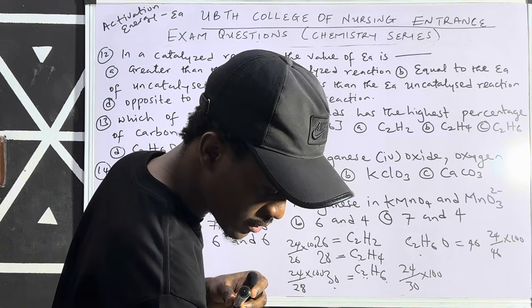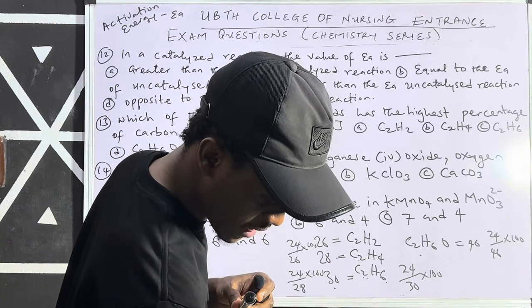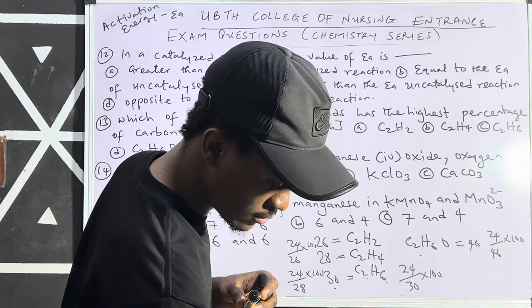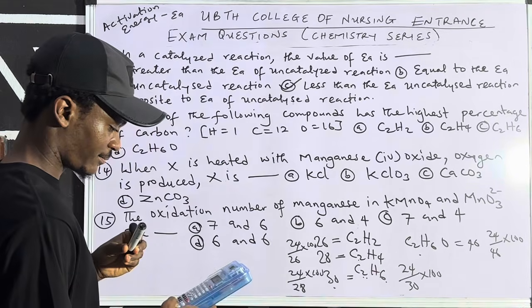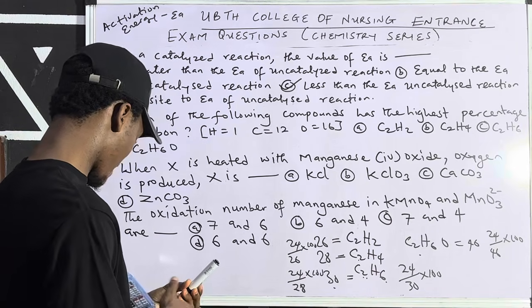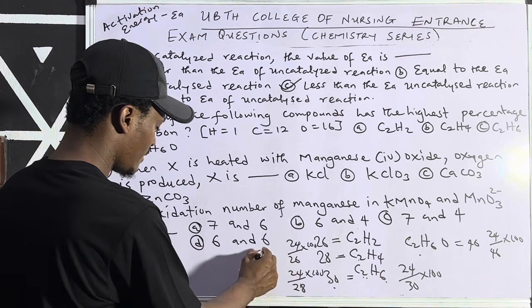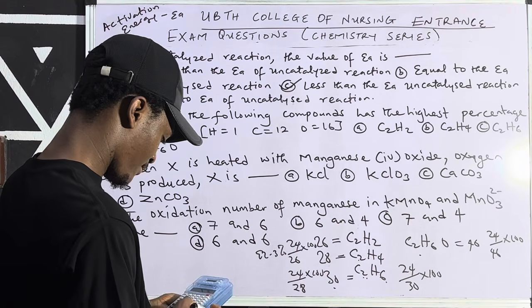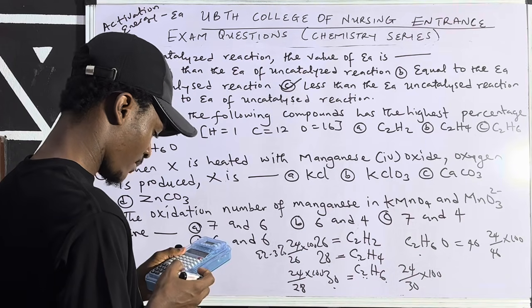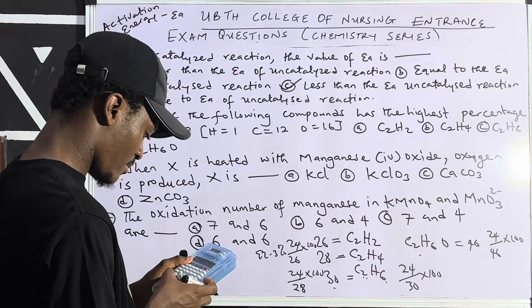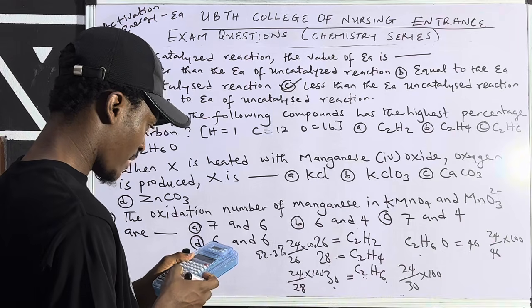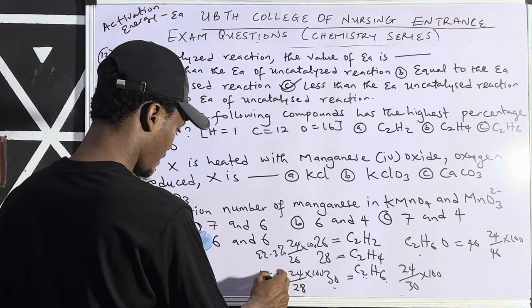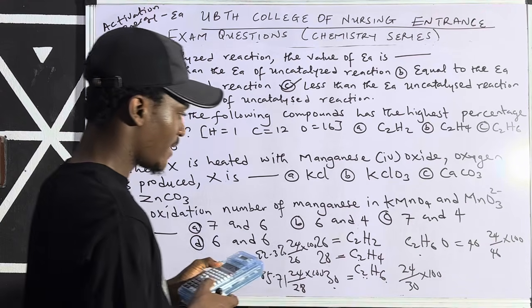Now 24 times 100 divided by 26. This gave 92.3% carbon. Then let's check the others. 24 times 100 divided by 28. We obtain 85.71.